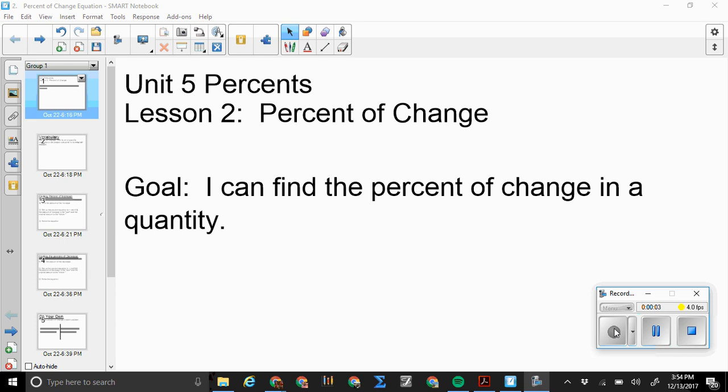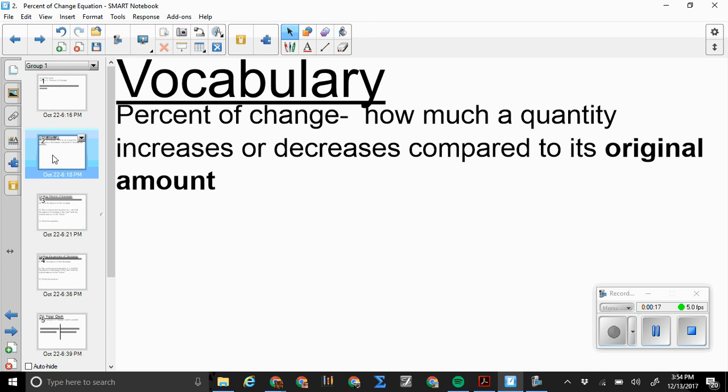Your lesson today is over the percent of change. We will continue working with the percent equation, except now we're looking at how quantities change and the percent of that. So the percent of change refers to how much a quantity increases or decreases compared to its original amount. Notice that original amount is in boldface type. It is really important to always note that, given our problems.